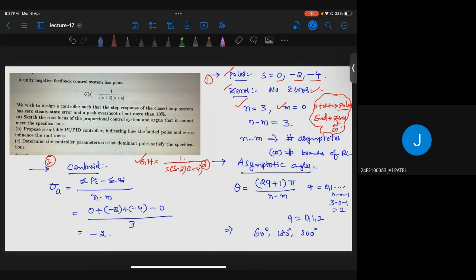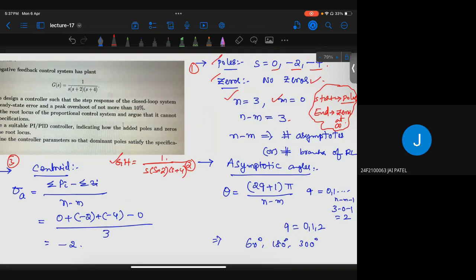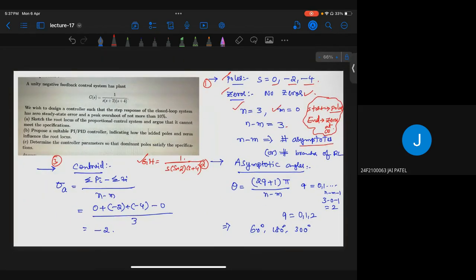Since they are going towards infinity, how many asymptotes will they have? Three asymptotes, correct? The three asymptotes are three lines that will guide the three poles to infinity. That is nothing but this Q: 0, 1, 2. These are the three asymptotes, that is our alpha in that case. This is the equation for calculating the asymptote angles. The angles are 60, 180, 300. Three asymptotes.